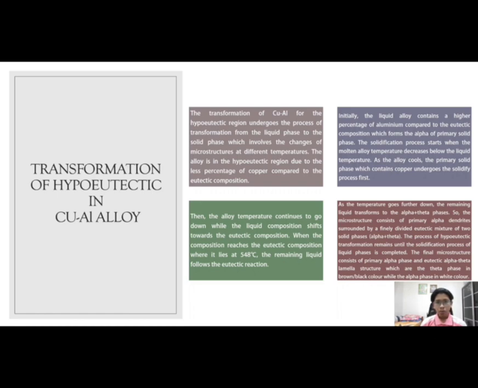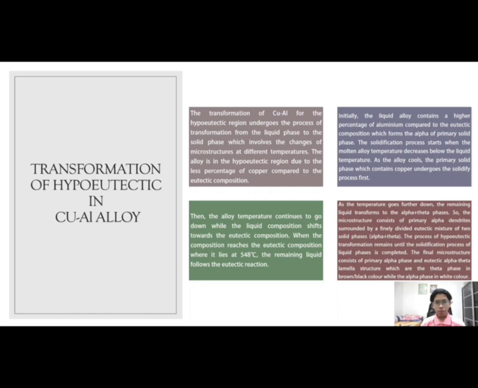Firstly, the transformation of aluminium copper in the hypoeutectic region undergoes the process of transformation from the liquid phase to the solid phase, which involves changes of microstructures at different temperatures. The alloy is in the hypoeutectic region due to the lower percentage of copper compared to the eutectic composition. Initially, the liquid alloy contains a higher percentage of aluminum compared to the eutectic composition, which forms the alpha primary solid phase. Then the solidification process starts when the molten alloy temperature decreases below the liquidus temperature. As the alloy cools, the primary solid phase, which contains copper, solidifies first.